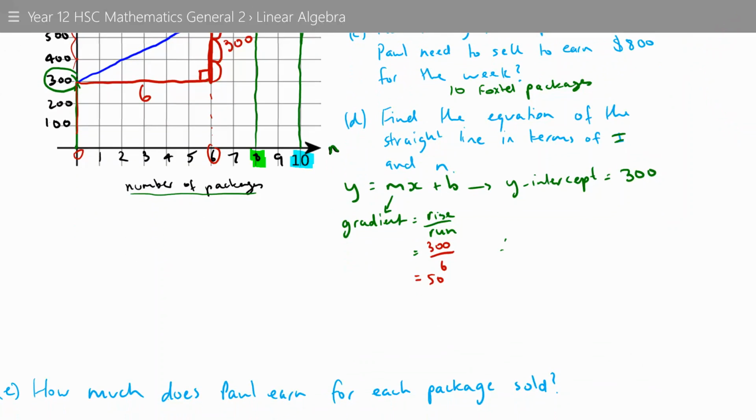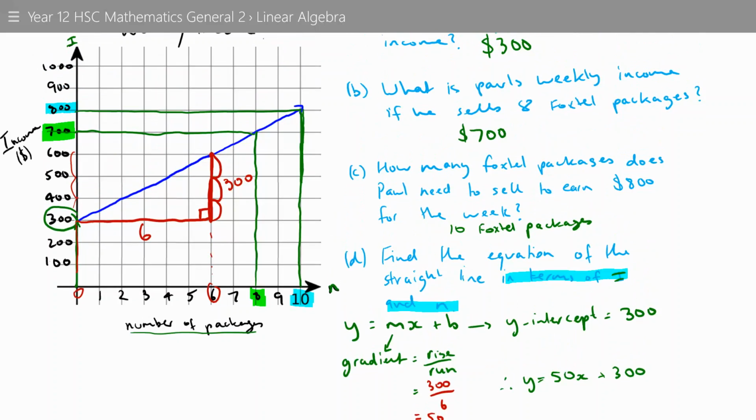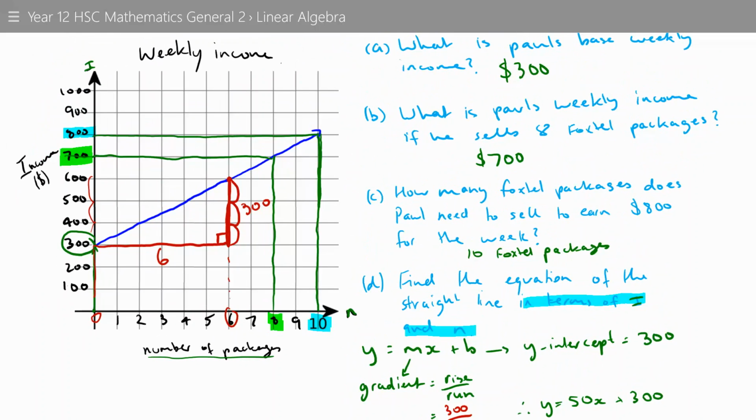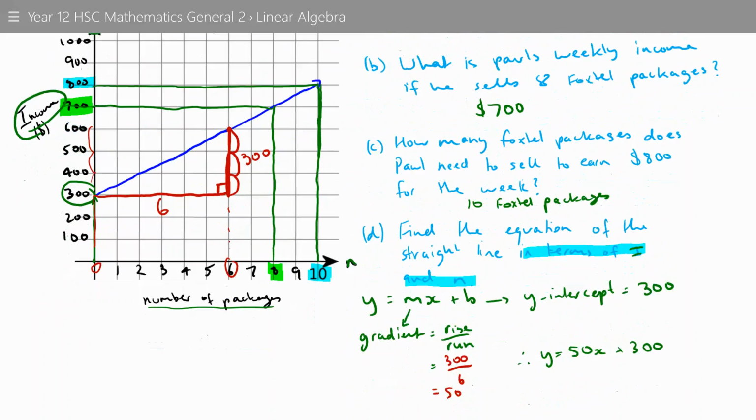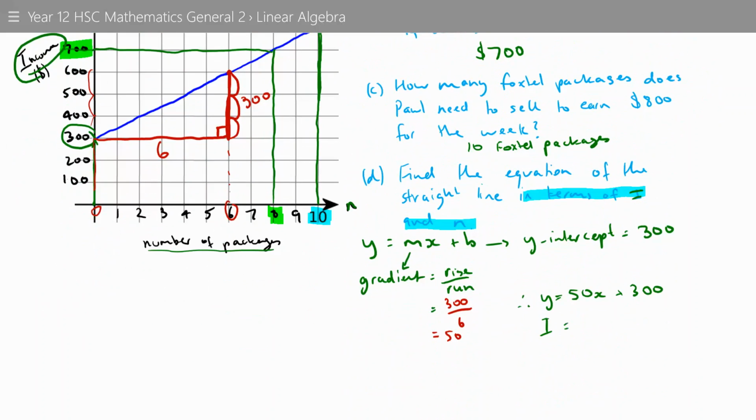So, therefore, y equals m was 50, x, b was 300. y equals 50x plus 300. However, this question said in terms of I and n. Well, let's just replace y. What's on the y-axis? Is I or n on the y-axis? I, income, is on the y-axis, so that is I equals 50. The x-axis is the number of packages, n. I equals 50n plus 300. There's our equation.